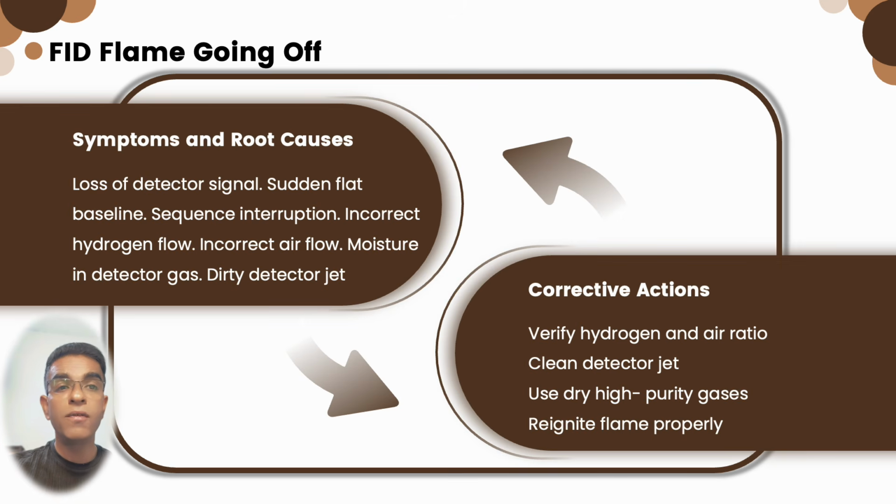FID flame going off is a common operational issue during GC analysis. When the flame is extinguished, detector signal is lost and the baseline becomes flat. Incorrect hydrogen and airflow ratios are the most frequent causes for this. Moisture contamination in detector gases can also destabilize the flame. A dirty detector jet restricts proper gas mixing, increasing flame instability.